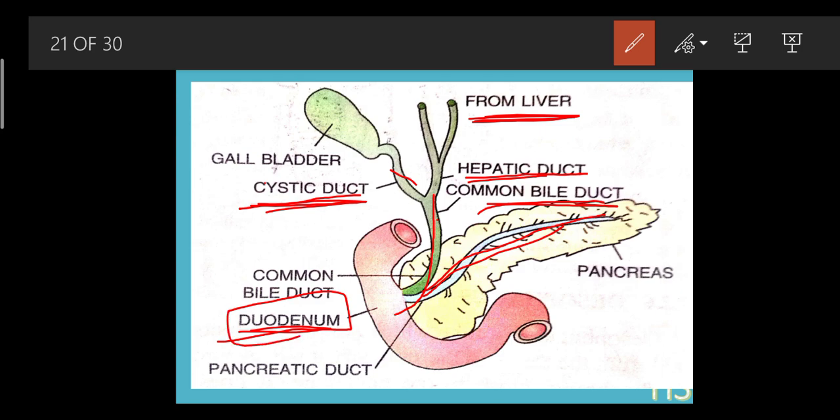Okay, this is the pancreas, which carries this juice and travels into the duodenum. This pours out this secretion, which helps in the digestion of the food.